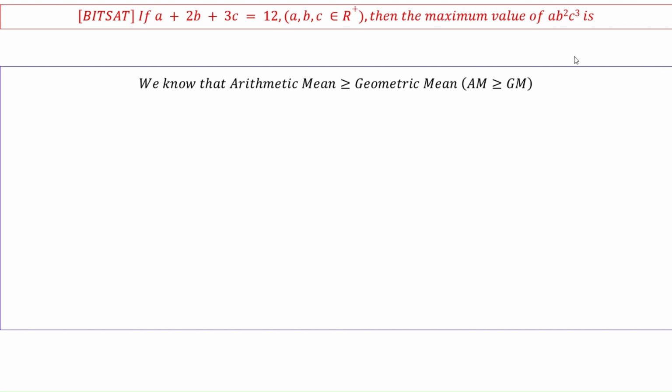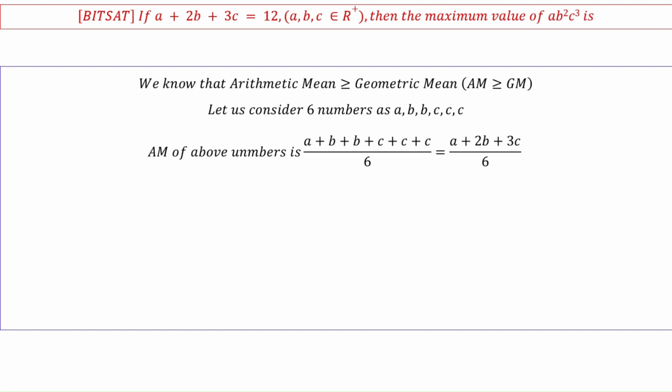In a plus 2b plus 3c, you consider this as 6 numbers. What are the 6 numbers? a, b, b, c, c, c. If you sum them up, you get a plus 2b plus 3c, correct? The arithmetic mean of these 6 numbers is a plus 2b plus 3c by 6, and the geometric mean is a b square c cube whole to the power of 1 by 6, the sixth root basically. So this is the GM.